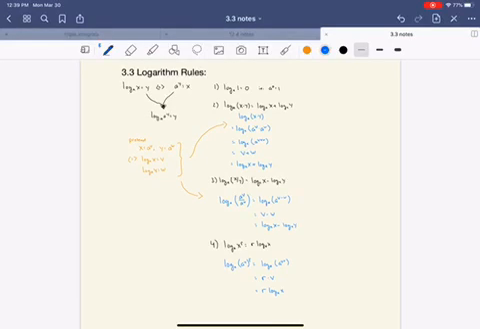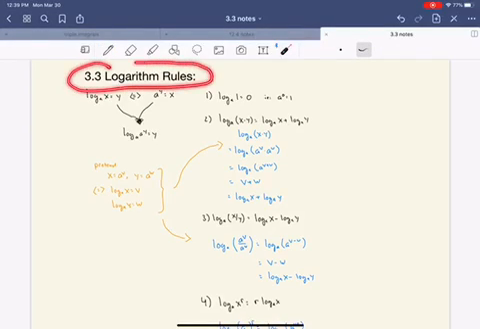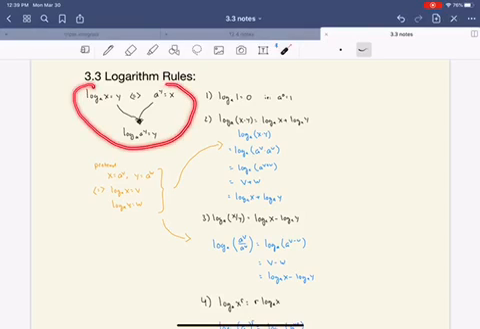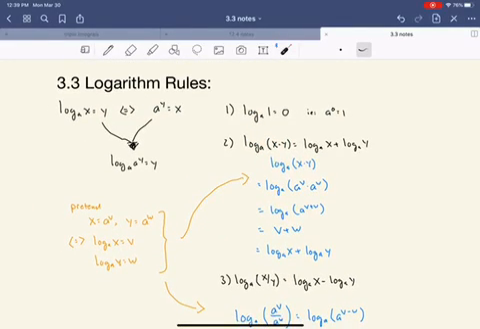All right, everyone. Welcome. We're looking today at 3.3, which is more with logarithms, logarithm rules. Okay. Let's just get a little reminder of what the logarithm means. So the logarithm, remember, it's just the inverse of the exponential.